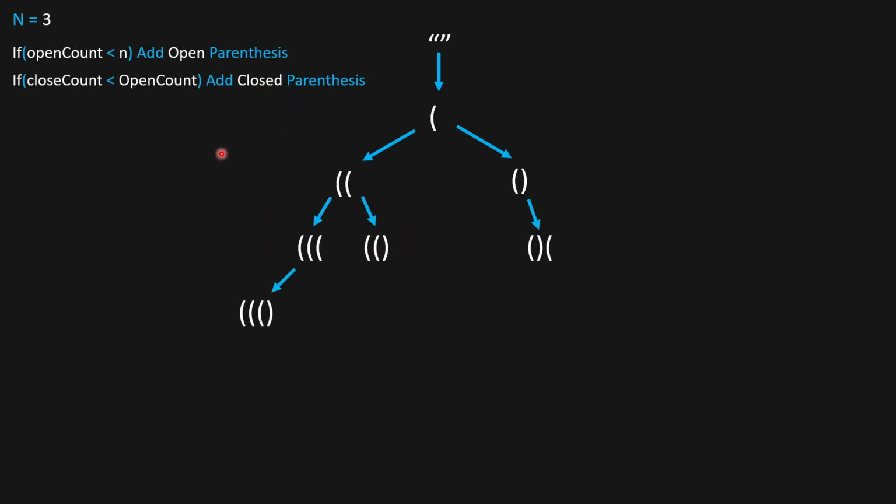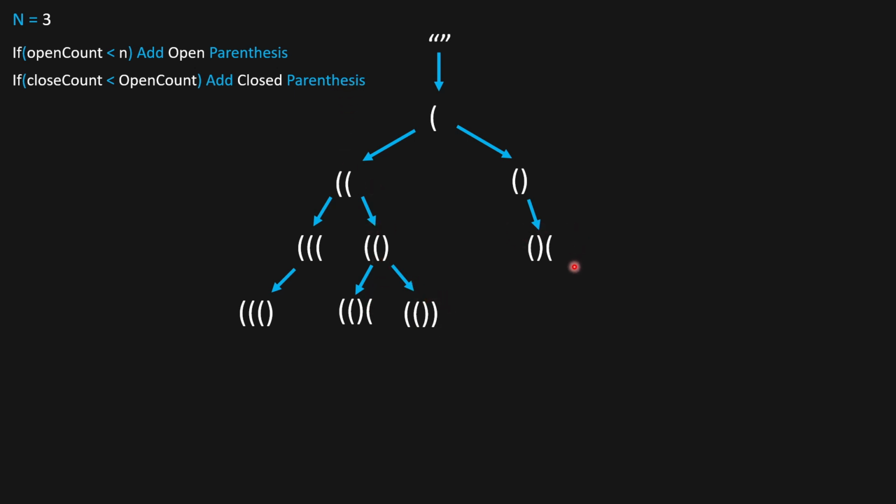Then we're gonna check it for this one. We're gonna say, is open count less than n? It is, because we only have 2 open parentheses, and our n is 3, so we can add another open parenthesis. And then we're going to check if close count is less than open count. It is, because open count is 2 and close count is 1. So we can add another close parenthesis. So let's do that. As you can see, this is for the first one, we add an open parenthesis. And this is for the second one, we added a closed one.